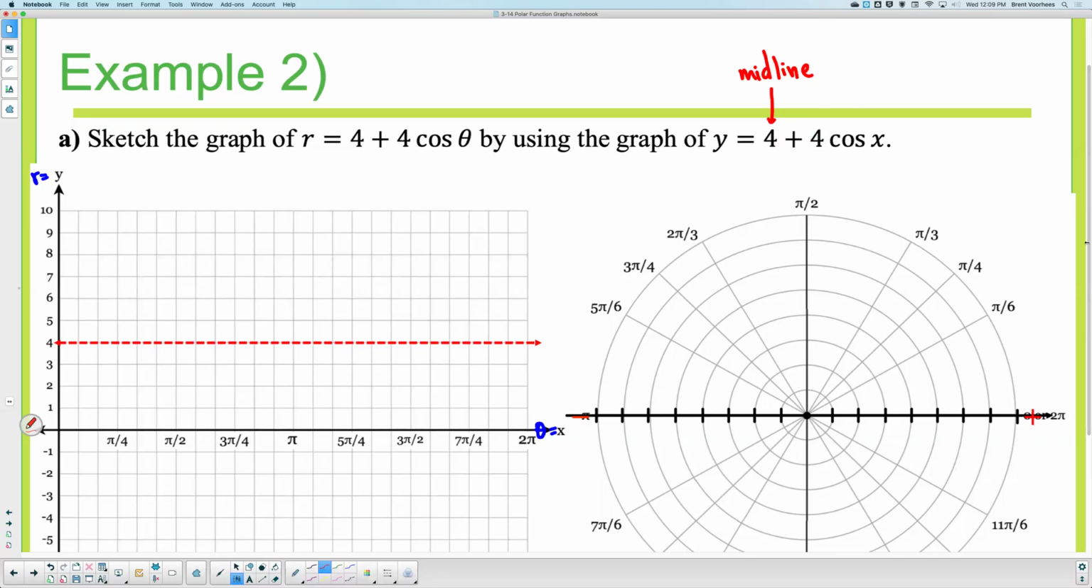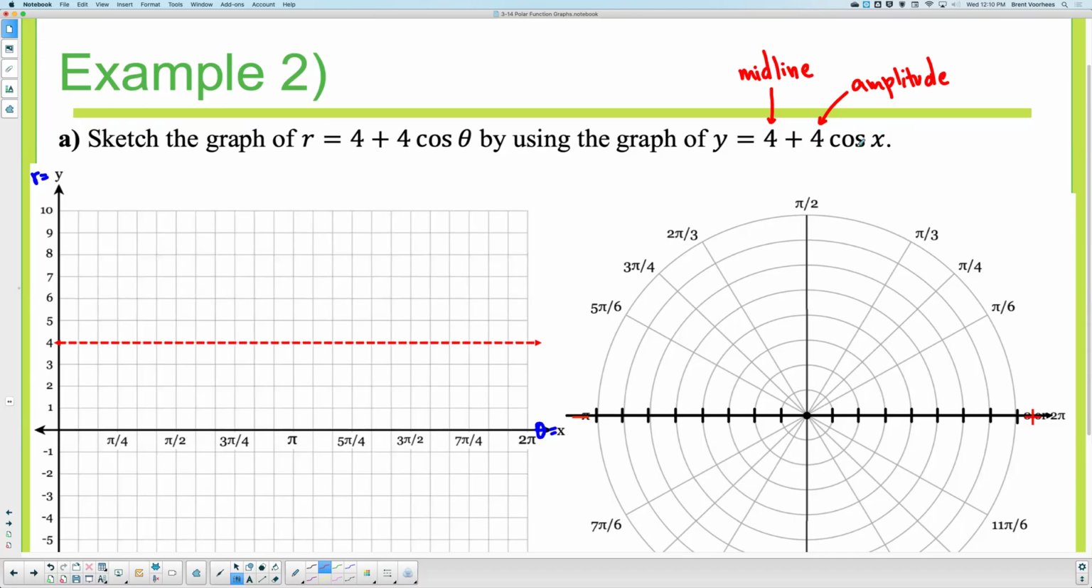The number in front of the cosine that's multiplying with it is what we call the amplitude. You may remember that. That was amplitude. That's how far the graph will go up and down from the midline. It's going to go 4 units up and 4 units down.